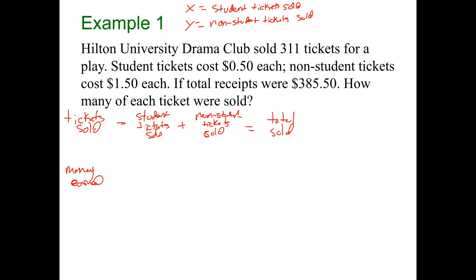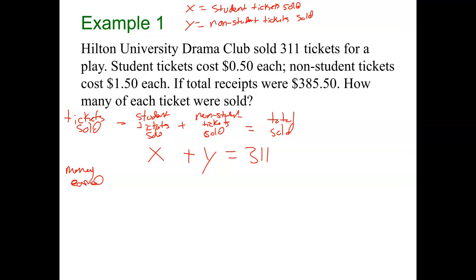Okay, so I'm writing it out in words so you understand the concept that we're doing. And then I'm going to look back in the question, I'm going to see what represents each of those things. Well, what represents our student tickets? X. I'm just looking at tickets sold. X represents our student tickets sold. What represents our non-student tickets sold? Y. What represents the total number sold? 311. So there's my first equation. X plus Y equals 311.